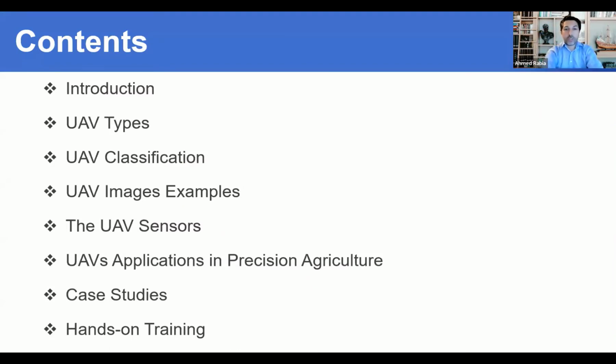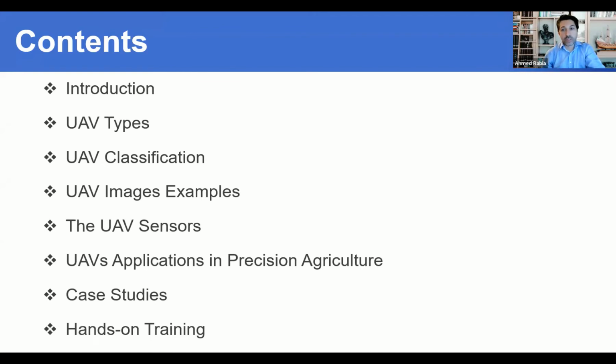Today we are going to speak about the applications of UAV, or unmanned aerial vehicles, in the sector of precision agriculture. So the contents will be: I will introduce the UAVs, and then we'll speak about what types of UAVs are available in the market, how we can classify UAVs, or one of the classification types, examples of UAVs, what the general applications are, and then what sensors can be mounted on the UAV, and finally the applications inside the agriculture sector, specifically in precision agriculture.